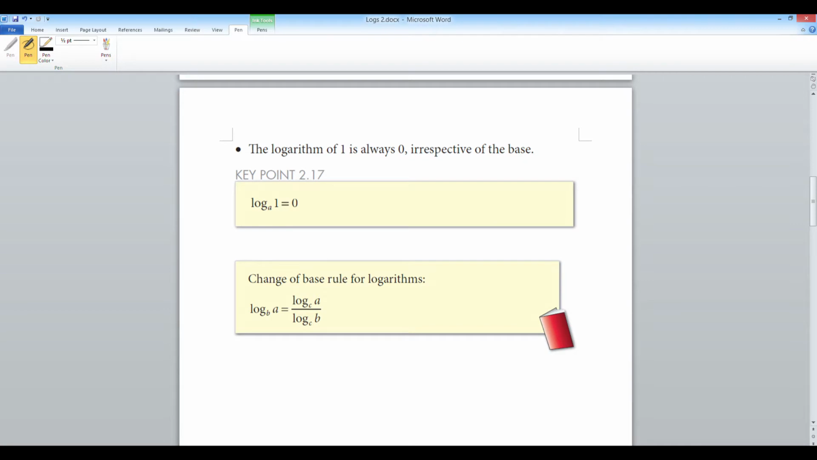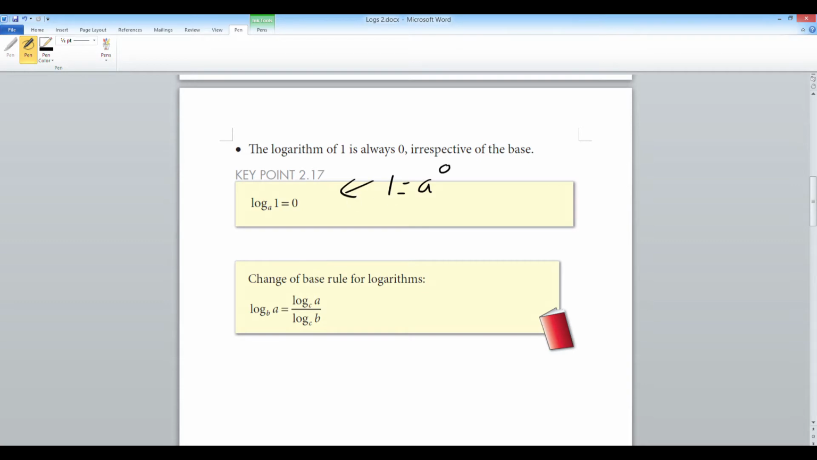Next, the logarithm of 1 is always 0 irrespective of the base. We know that. So remember, I can say log base a of 1 is equal to 0. So 1 is equal to a raised to the power of 0. Anything raised to the power of 0 will always give me 1. That's why this is true.